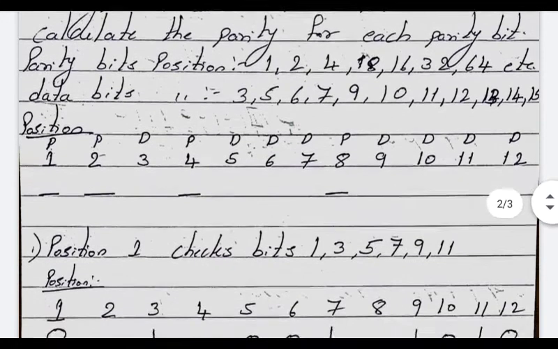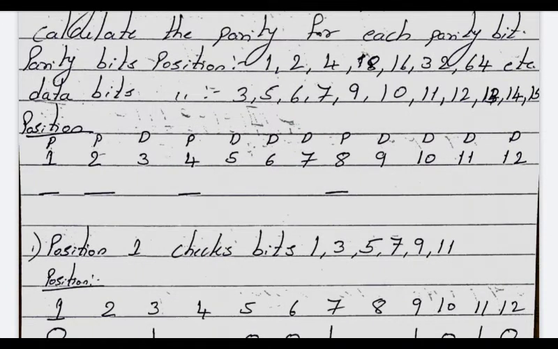Here I have written positions 1, 2, 3, 4, 5, 6, 7, 8, 9, 10, 11, 12. In these positions, you mark which are the parity bit positions and which are the data bit positions. Here I have written P to represent a parity bit: parity bit position number 1, position number 2, position number 4, position number 8. D represents the data bit positions: data bit position 3, 5, 6, 7. So here I have taken the example of positions 1 to 12, and I have identified all the parity bit positions and all the data bit positions.